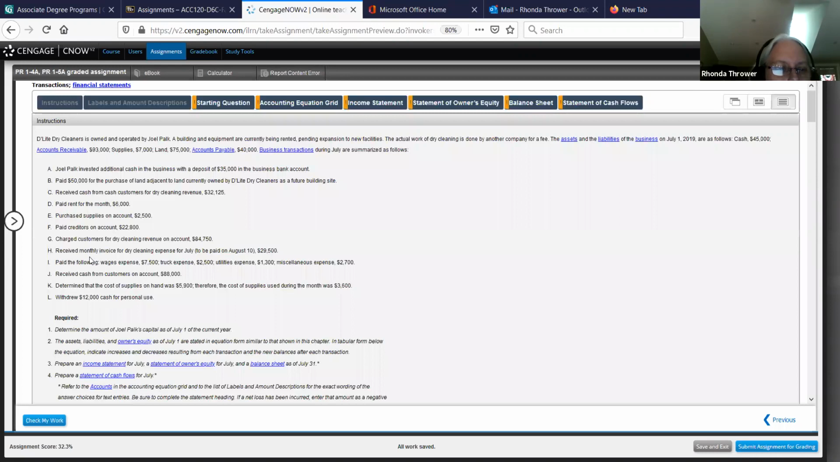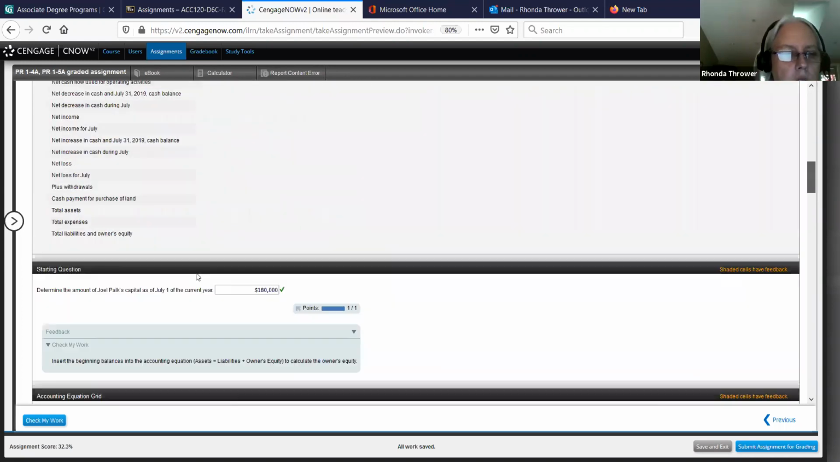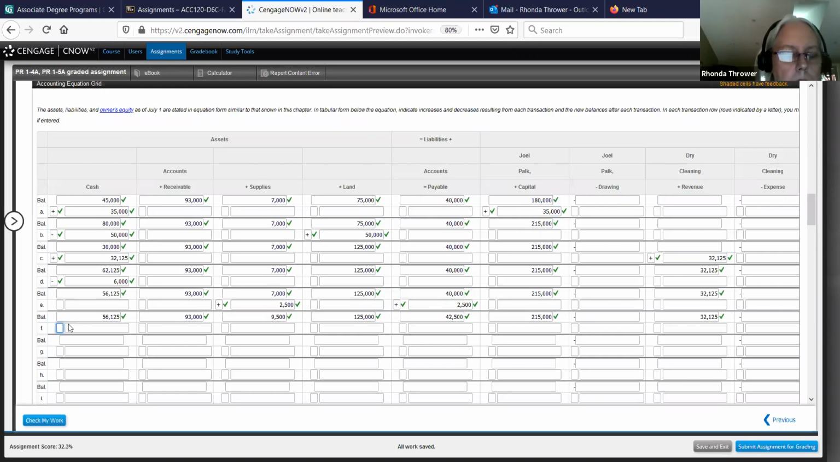Transaction F says that we pay creditors on account $22,800. Our cash is decreasing by $2,800. And it told us that we paid our creditors. So the only creditor equity that we have is the accounts payable here. And we're going to reduce our liabilities. Got to put it in that little block there. We're going to reduce our liabilities by $2,800.